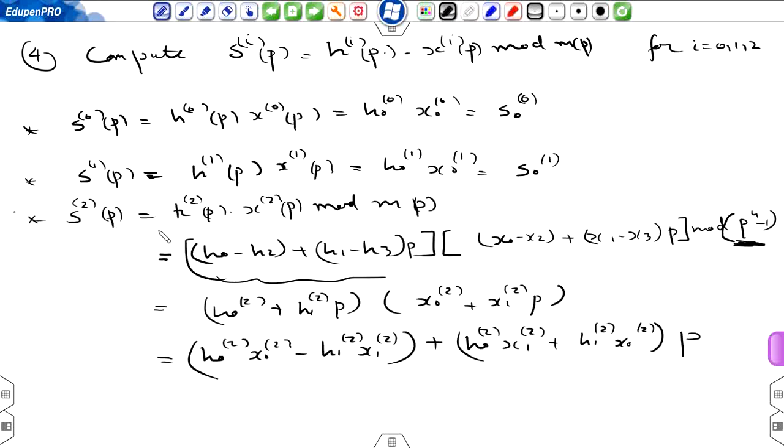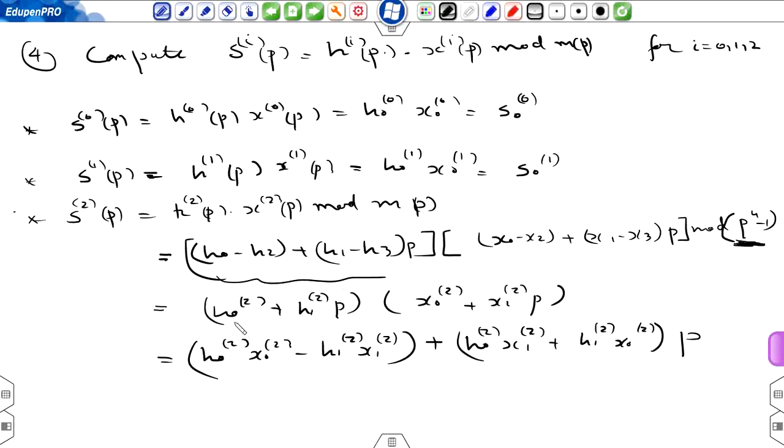So s2(p) can be written as h2(p) dot x2(p) mod mp, and writing the value of h2(p), that is (h0 minus h2) plus (h1 minus h3)p, and x2(p) is (x0 minus x2) plus (x1 minus x3)p, mod p^4 minus 1. The degree of the modulus is 4 and the degree of the polynomial is 2, so the remainder will be the value itself.